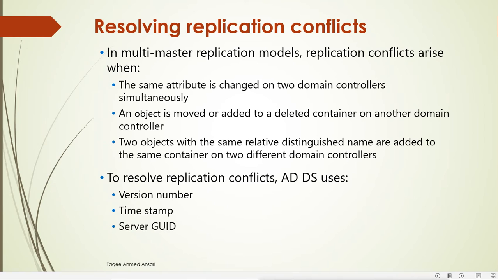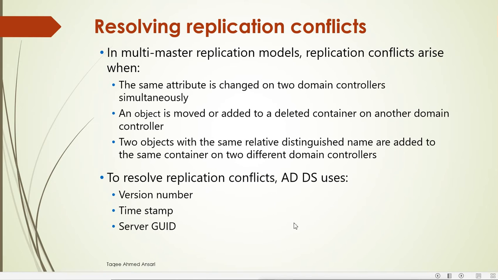That means with the same distinguished name in the same container, added in two different ways. Like from one domain controller it is adding the same user, and from the other domain controller it is also trying to add the same user at the same time. So it will become a conflict. To resolve the replication conflict, AD DS uses the version number, and also the timestamp and server GUID.